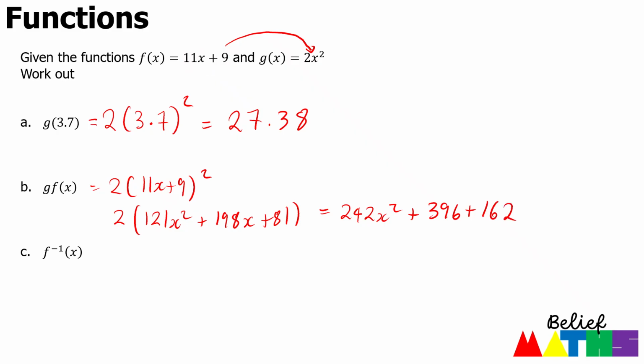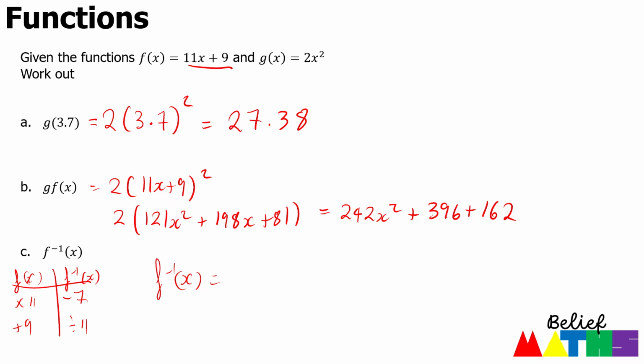The final one we want is f inverse of x. So if we look at f of x, well, what's happening to x when we do f of x? We're multiplying by 11 and then we're adding 9. So the inverse function does the opposite in reverse order. So we're first subtracting 9 and then dividing by 11. So therefore f inverse of x is x minus 9 all divided by 11. And that's your inverse function for f of x.